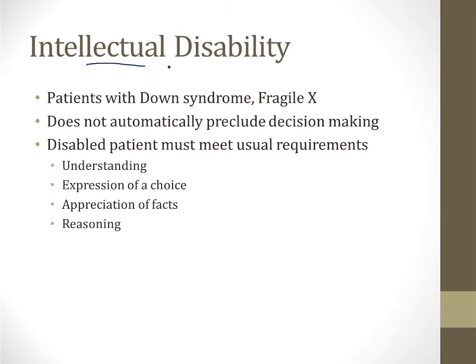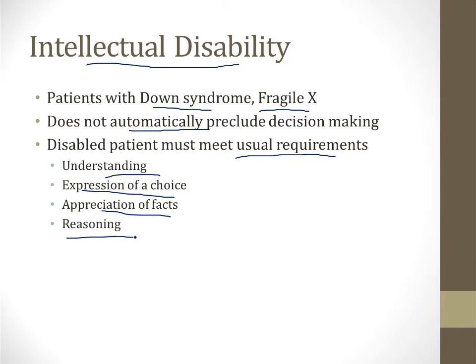Let me briefly mention intellectual disability, which was formerly called mental retardation. This includes patients with Down syndrome or Fragile X syndrome or other forms of intellectual disability. You should be aware that this does not automatically preclude decision-making, and this often comes up in board exams. Disabled patients can still have decision-making capacity provided they meet the usual requirements. They need to understand, express a choice, appreciate the facts, and demonstrate reasoning. But there are many high-functioning patients with Down syndrome and other forms of intellectual disability, and if they meet the usual requirements, then they do have decision-making capacity.